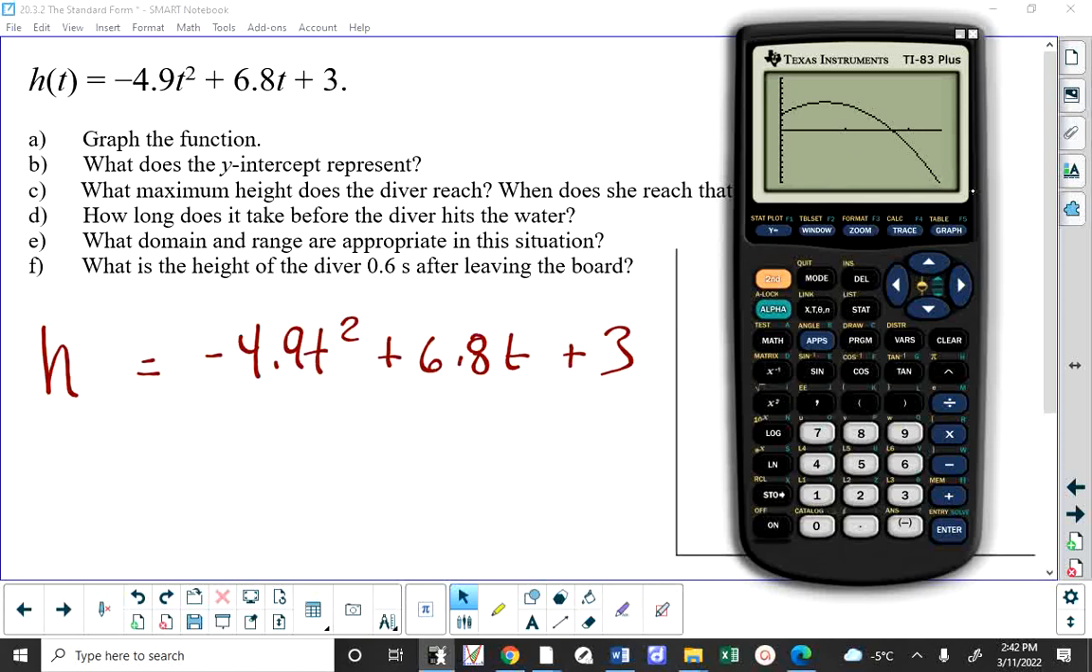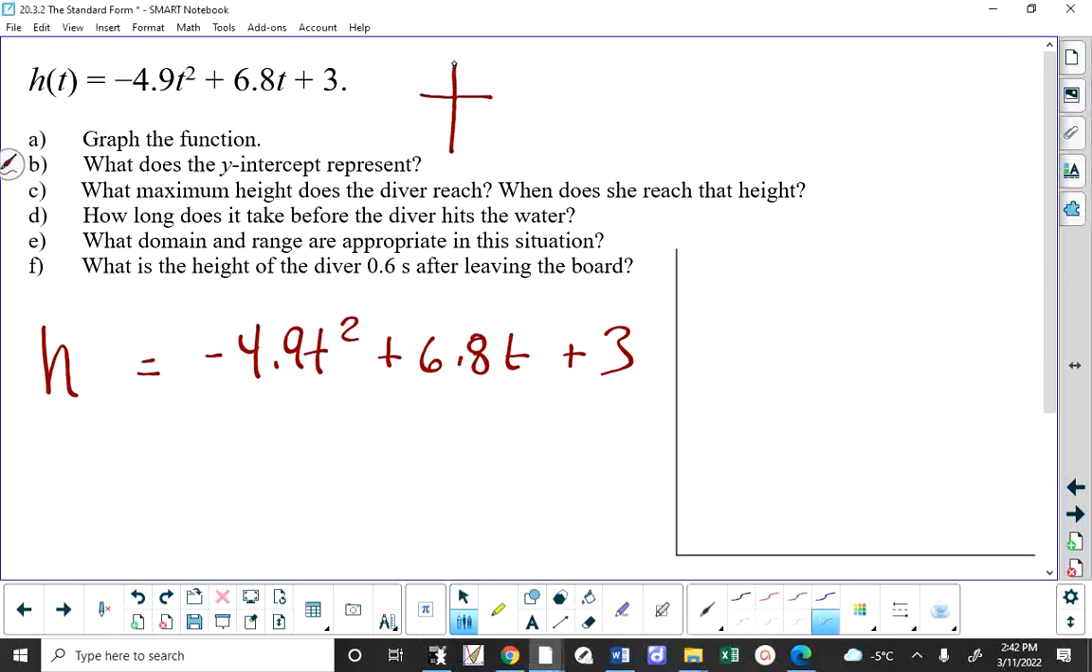What does the y-intercept represent? Well, the y-intercept is 3, right? The y-intercept is really the h-intercept, and it's where x is 0. So, we have a problem here. We're dealing with t and h as opposed to x and y. But what does the 3 meters represent? It represents the height that she jumps from. It's her height at the beginning. It's the height of the platform she dives from.